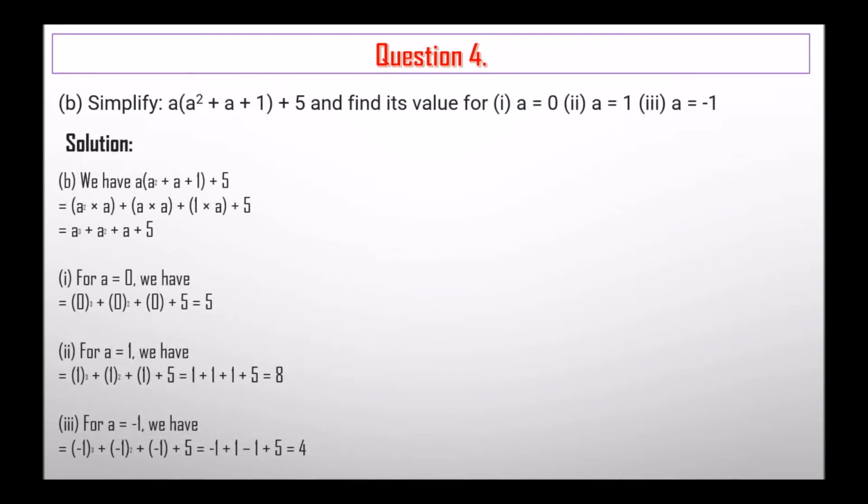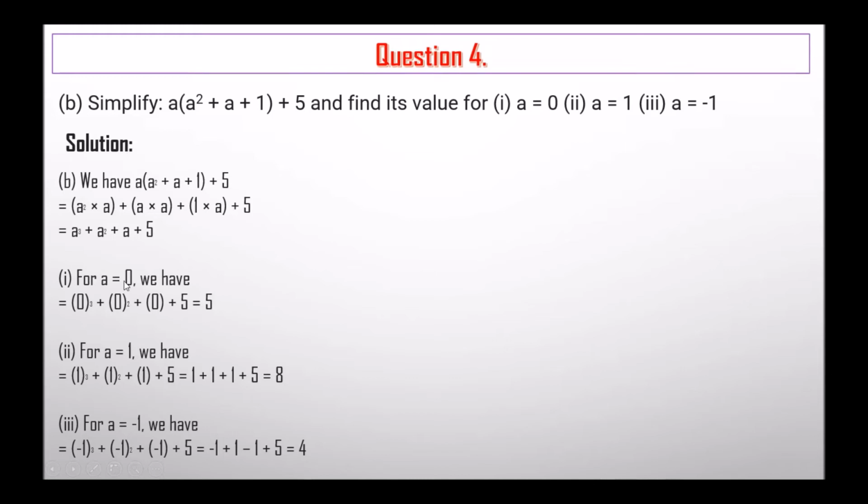a(a² + a + 1) + 5. Find the value for a equals 0, a equals 1, a equals −1. So a(a² + a + 1) + 5: a² × a plus a × a plus 1 × a plus 5. So a³ + a² + a + 5.